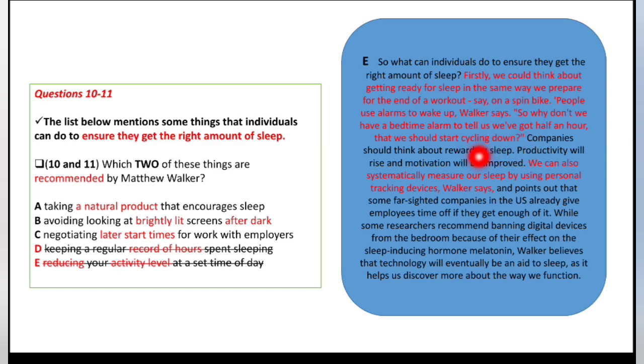So from this point, it's clear that reducing your activity level at a set time of day is the part. And from this part, we have chosen D as well. Have a look. We can also systematically measure our sleep by using personal tracking devices. Walker says so. Tracking devices are something like recordings, right? So keeping a regular record of hours spent sleeping is another suggestion given by Matthew Walker, okay?